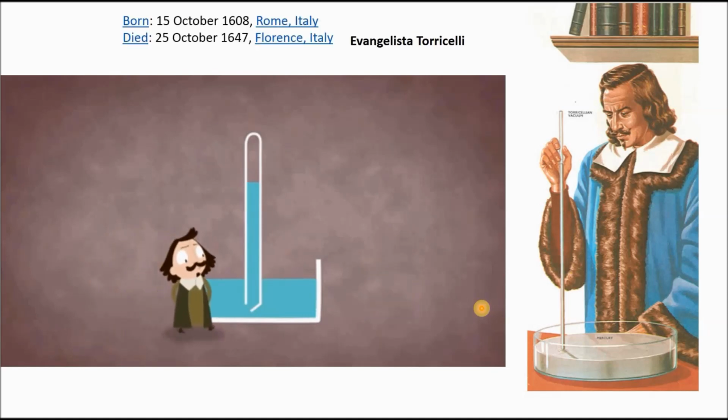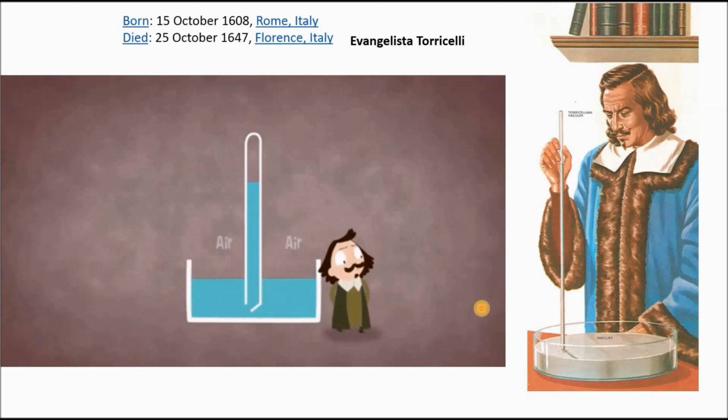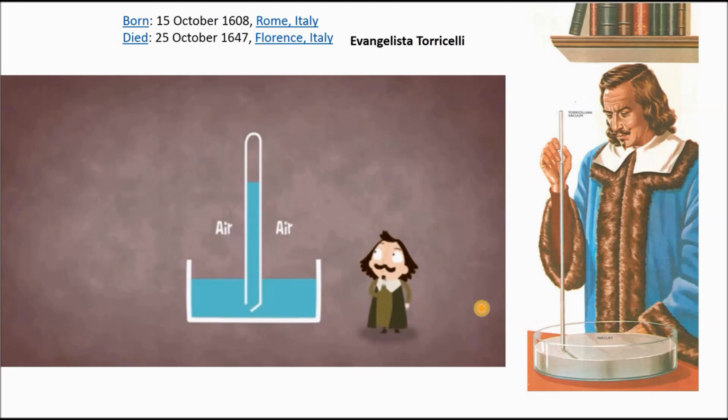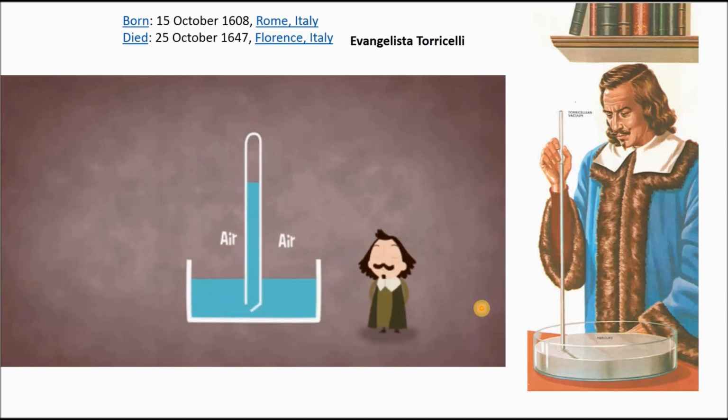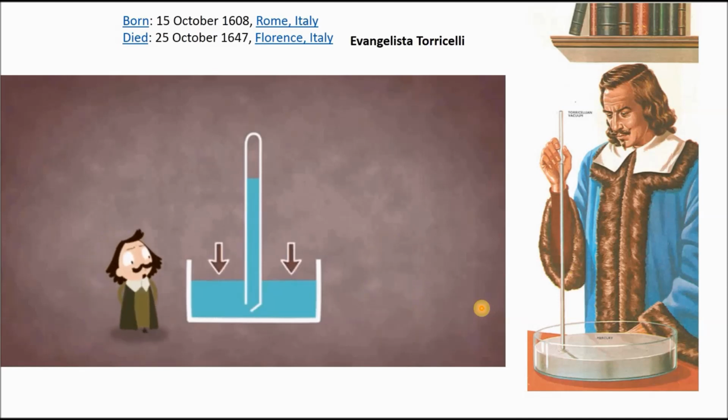Okay, that was interesting. Torricelli was born on 15th October 1608 in Rome, Italy, and died on 25th October 1647. I think he lived only 39 years. He stayed on this earth for 39 years. Such a great man.